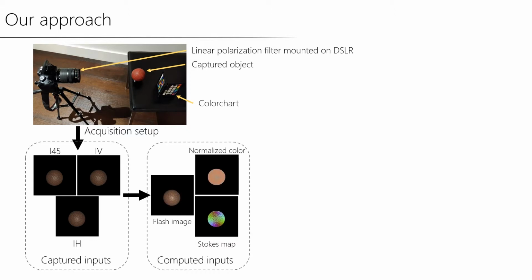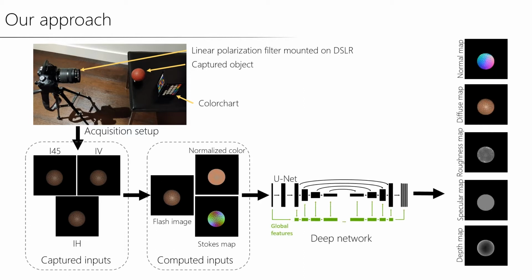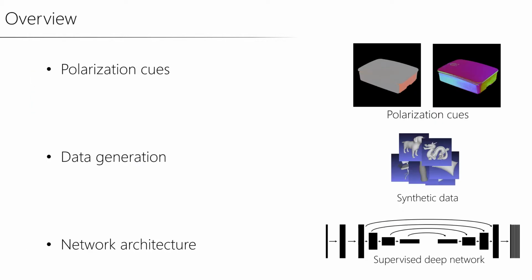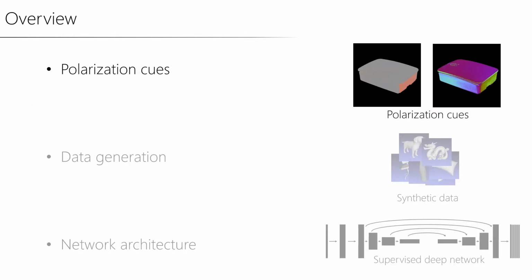From these, we extract different cues provided by polarization, and using a deep network, we recover the object shape with normal and depth, and its material with diffuse, roughness, and specular parameters. We train our network in a supervised way using a synthetic dataset we designed. I will now go over each of these components in more details, starting with the polarization cues.